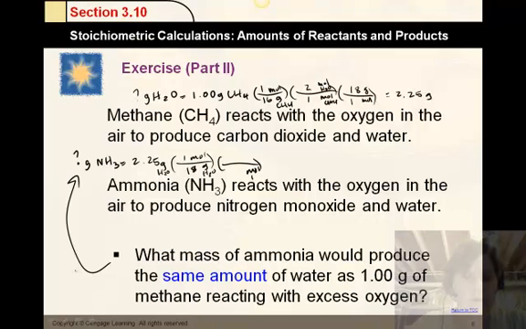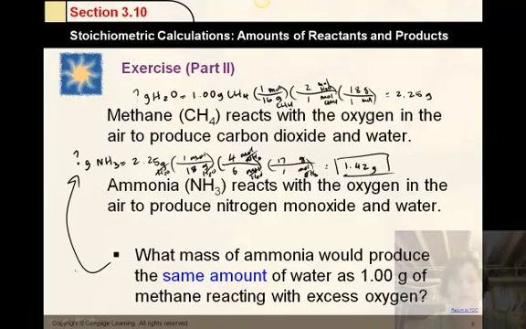Moles of water to moles of NH3. That was 4 to 6, according to the previous balanced equation. And then moles of NH3 to grams of NH3 is 17. And the final answer is 1.42 grams. That's a pretty interesting question because it had you use one thing to get something else.